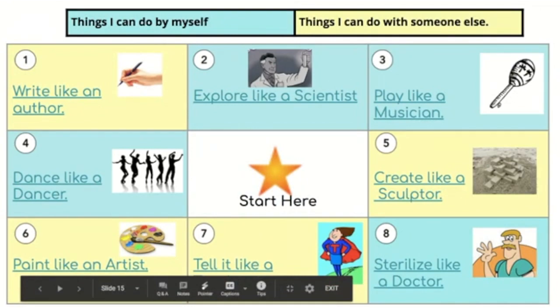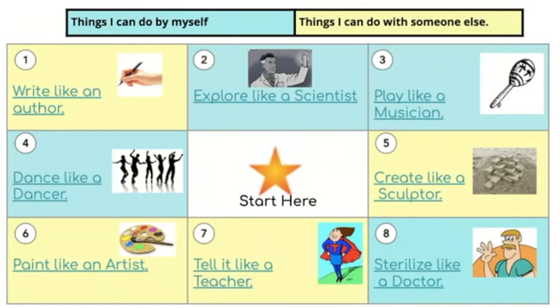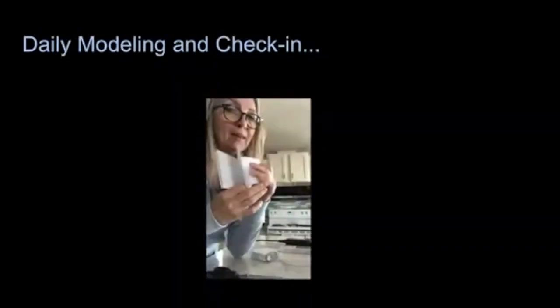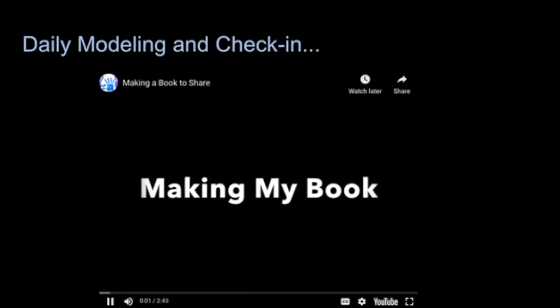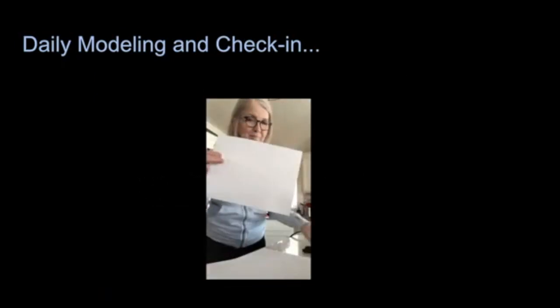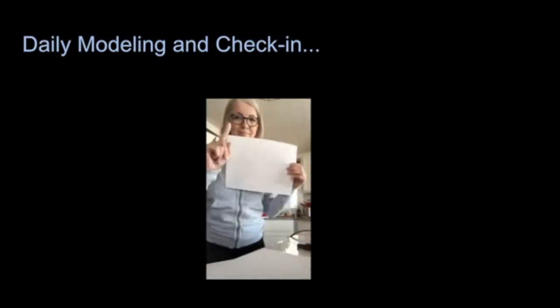So there is my choice board and the way that I set it up. I set it up in PowerPoint. I would send this out to my families and let them choose what their activities were. Then I think about what would I do daily as my check-in. So if this is my week's worth of activities, now I'm going to do my daily check-in.